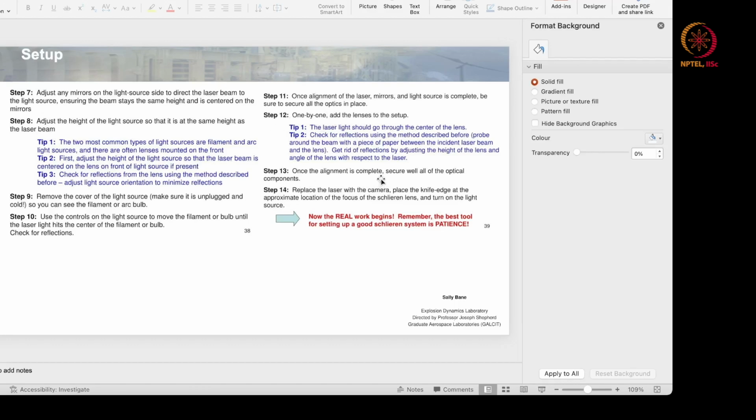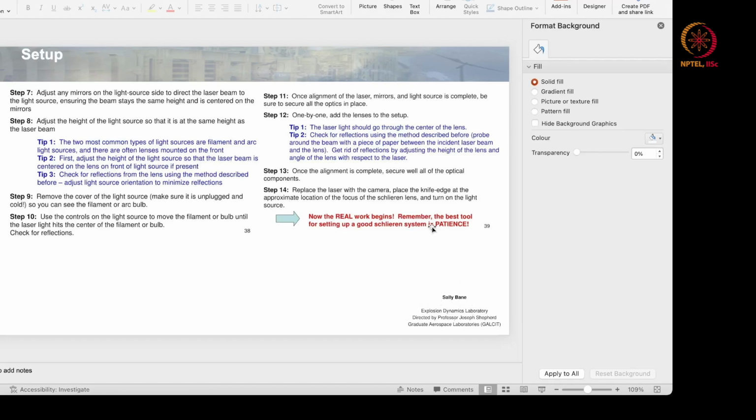And the alignments are very important. As we say, a few degrees off here and there, or a little bit of distance here and there, is going to ruin the entire measurement, because it's highly sensitive, owing to the weak function that rho is with respect to refractive index. And then replace the laser with the camera, place the knife edge at the approximate location, and turn on the light source. And then you do some in situ adjustment so that things are in place.